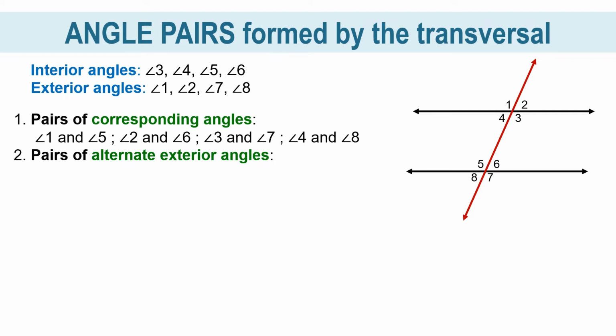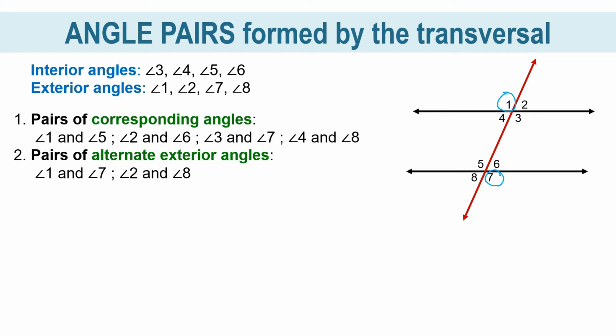The next pair we have here, pairs of alternate exterior angles. So when we say alternate exterior, we will just be looking at angle 1, angle 2, angle 7, and angle 8. The angles that are outside these parallel lines. If, for example, your first angle is angle 1, since angle 1 is in the upper left, the alternate angle will be in the lower right, which is angle 7. So we can pair angle 1 and angle 7 as alternate exterior angles. What else? Of course, the other two angles, we have angle 2 and angle 8.